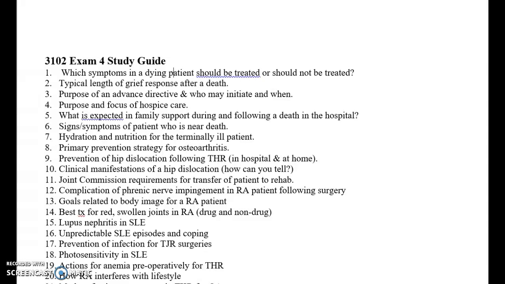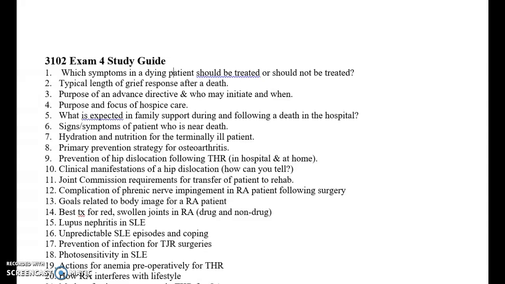I'm going to let you guys look up what phrenic nerve impingement is. It is something that can happen with rheumatoid arthritis patients following surgery. And what is significant about that, what the symptoms would be, and why it would be important to notify the physician if those symptoms occur.